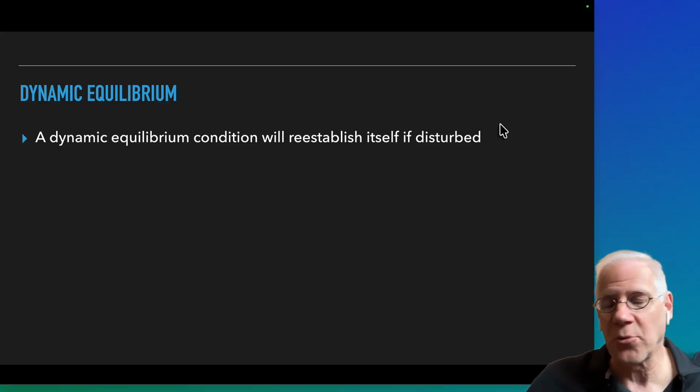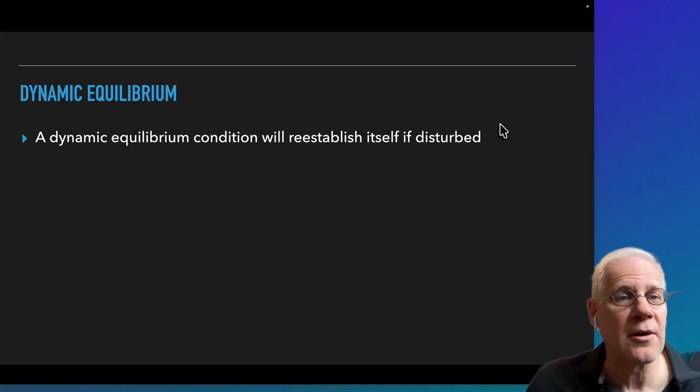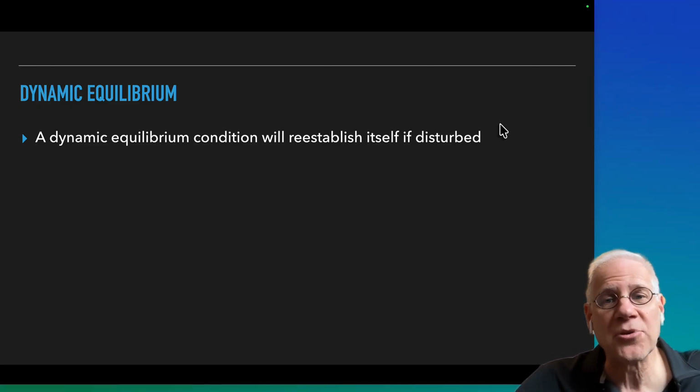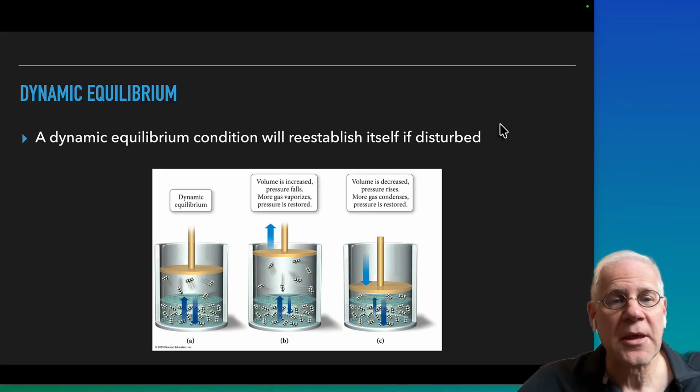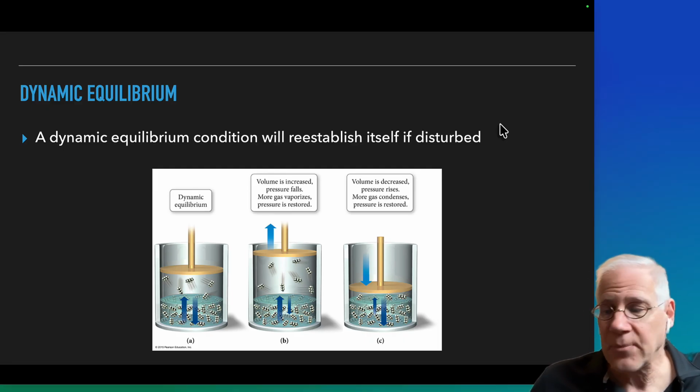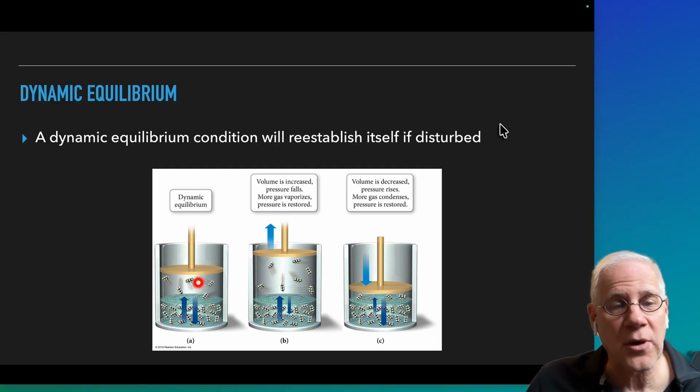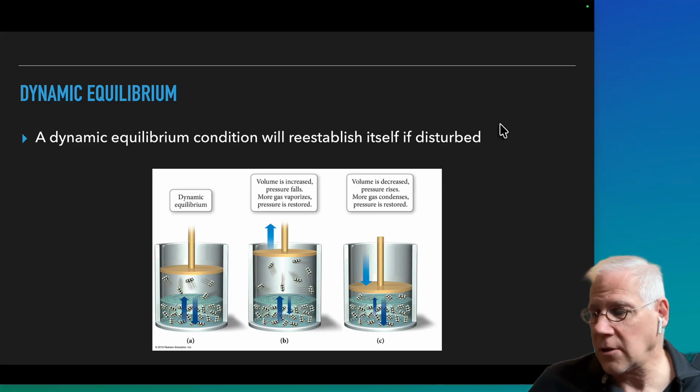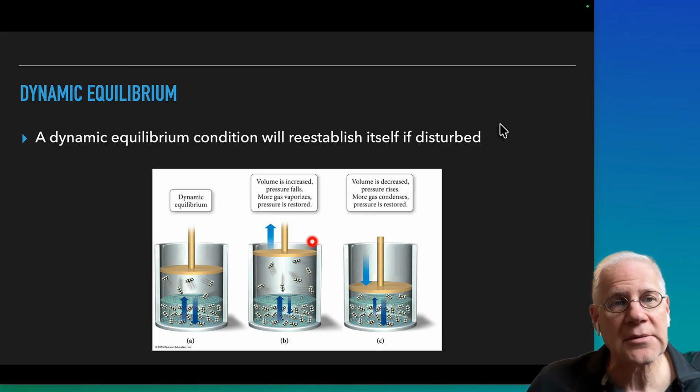Let's talk about dynamic equilibrium. We talked about it a little bit in our introductory chemistry course. A dynamic equilibrium is a condition that will reestablish itself if it becomes disturbed. We talked about it more in terms of reactions, but we can also look at it in terms of phase changes. In this example, we have a piston, the space over a volatile liquid. We have some of that liquid evaporating and some of that vapor condensing, so here we have an equilibrium situation. Now, if we raise that piston, we have changed the conditions inside of this container.